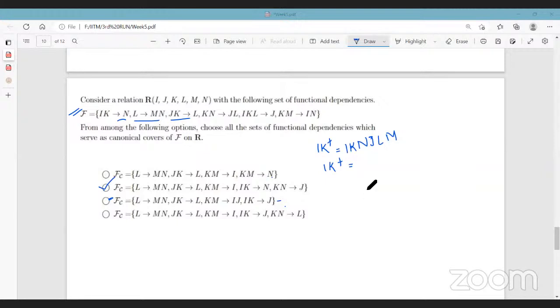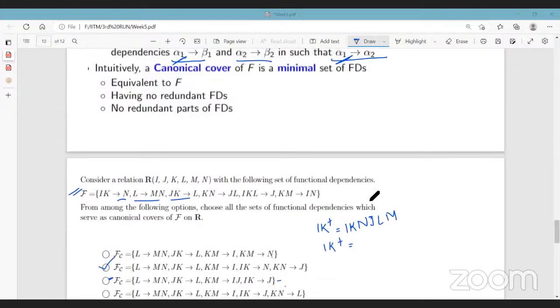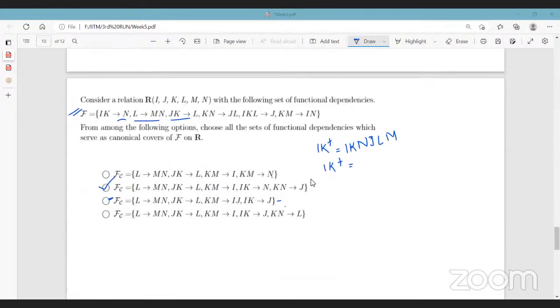Now let us check whether the closure of IK is the same or not. IK will determine itself. Then IK will determine J. Then we have JK determines L, and L determines MN. So you can see that IK closure is the same. Even if we don't add IK determines N, it will still give us the same output.